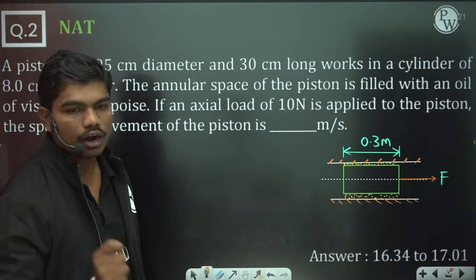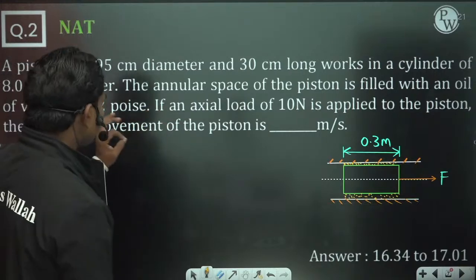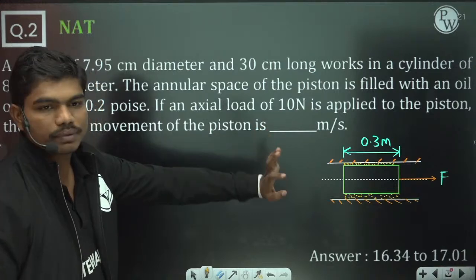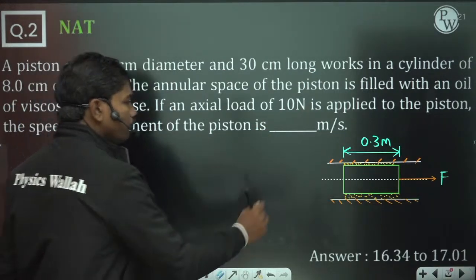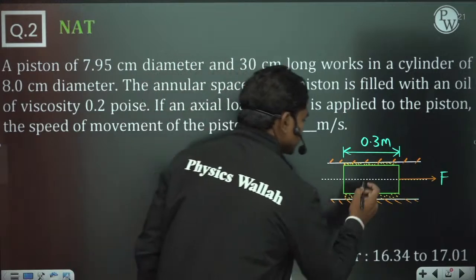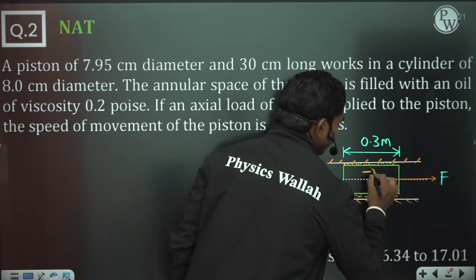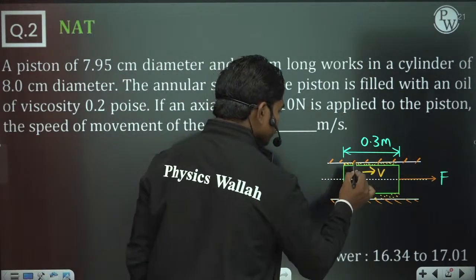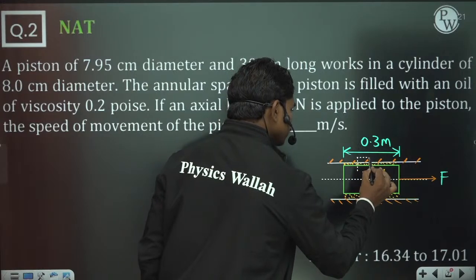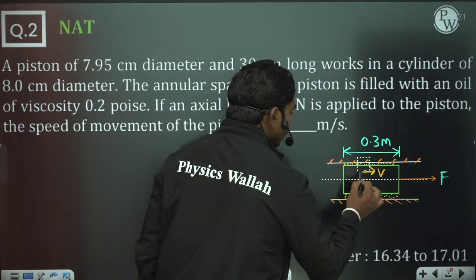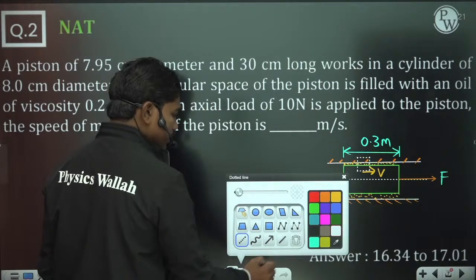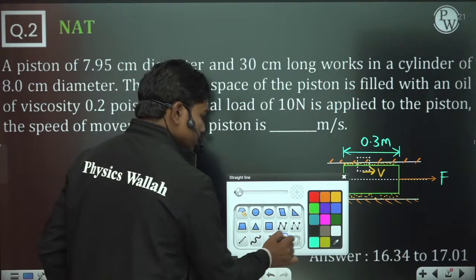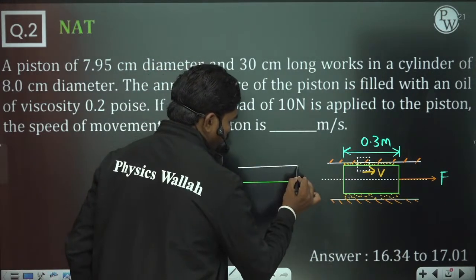Now let us see how to do this. It's filled with an oil of viscosity mu. If an axial load of 10 newtons is applied on the piston, the speed of the movement of the piston is, look, let us suppose this piston is moving at a velocity v. Now if I take a small portion here and highlight it, this is the base of the piston, and this is the wall of the cylinder.